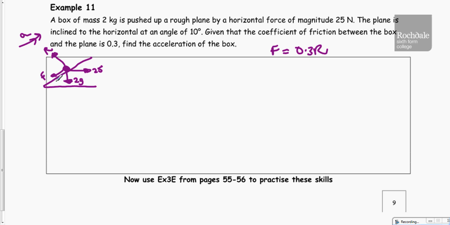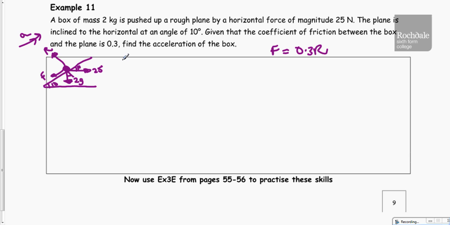Very similar to the last example, we know that the angle of the plane is 10. So that means that this angle here to the vertical would also be 10. And if you remember angles like this from school, they're called corresponding angles. So if it's 10 down here at the bottom to the horizontal, it would also be 10 here to the horizontal.